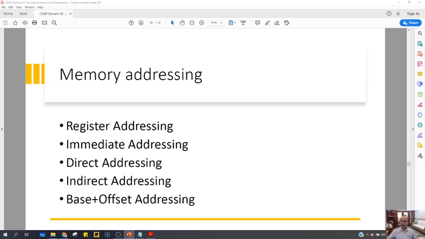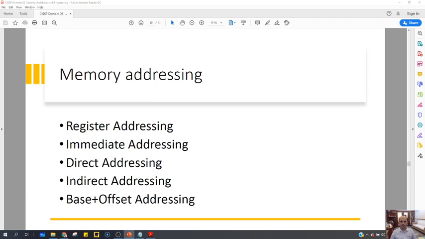Okay, moving further is how we do the memory addressing. When we talk about memory addressing, there are different kinds of addressing available, like register addressing, immediate addressing, direct addressing, indirect addressing, and base offset addressing. What exactly do these mean? Register addressing is used by the CPU to access one of its registers to store and access data in the register. Then comes the immediate addressing.